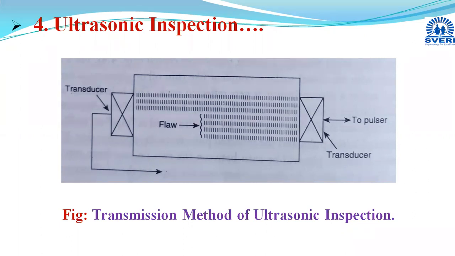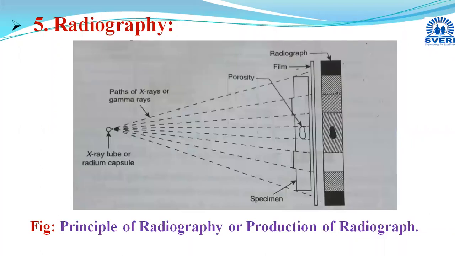So after this ultrasonic inspection, the next method is radiography. If you have any doubt in the ultrasonic inspection and its two types, that is the pulse echo method and the through transmission method, let me know. I will explain again. The next type is the radiography inspection. In this radiography, we are going to discuss X-ray radiography and gamma ray radiography.